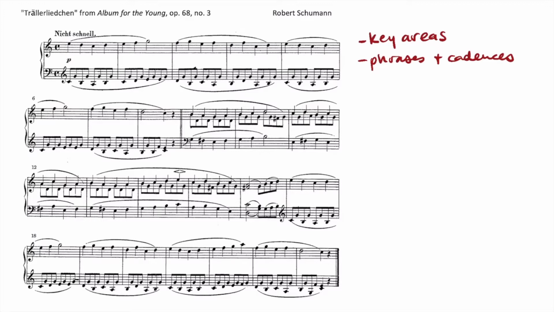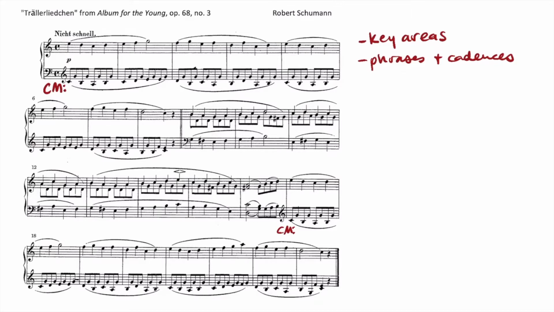So now that we've heard this piece, let's talk a little bit about those key areas. The piece starts and ends in C major. Notice that in measure 17, we get a return of the original melody back in the tonic key of C major. So our A section is going to be measures 1 through 8, and the return of that A section will be measures 17 through 24.